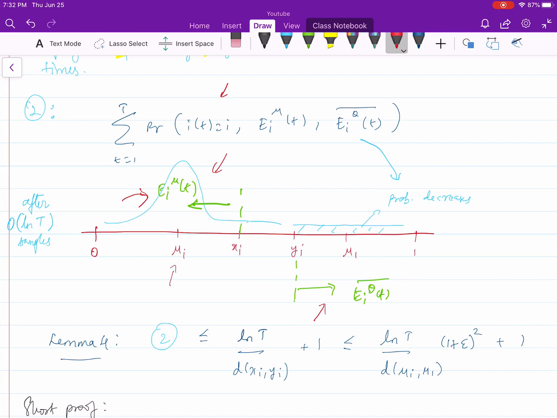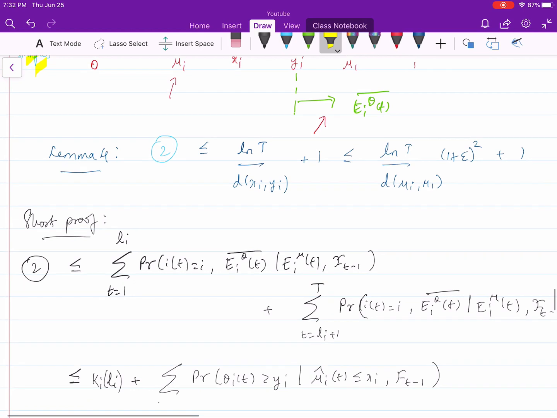After mu i, as you can see, this probability can be upper bounded by the probability of the complement of E_i theta t, which is the yellow area depicted here. The hope is that these many samples are enough. That is, log t many samples, up to some constants, are enough, is what the claim is. So let's go into the details of the proof.